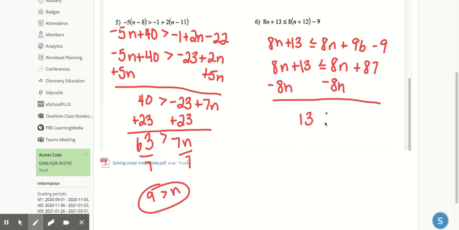That's 13 is less than or equal to 87. Again, similar to question 4 right above this, my variable terms cancel on both sides. So I just have a constant and a constant. So this is a case where I need to think about, okay, is this a true or a false statement? So 13 is less than or equal to 87. That's true because 13 is smaller than 87. So because it's true, that means that I have all real numbers. And we can use the symbol or we can write out all real numbers.